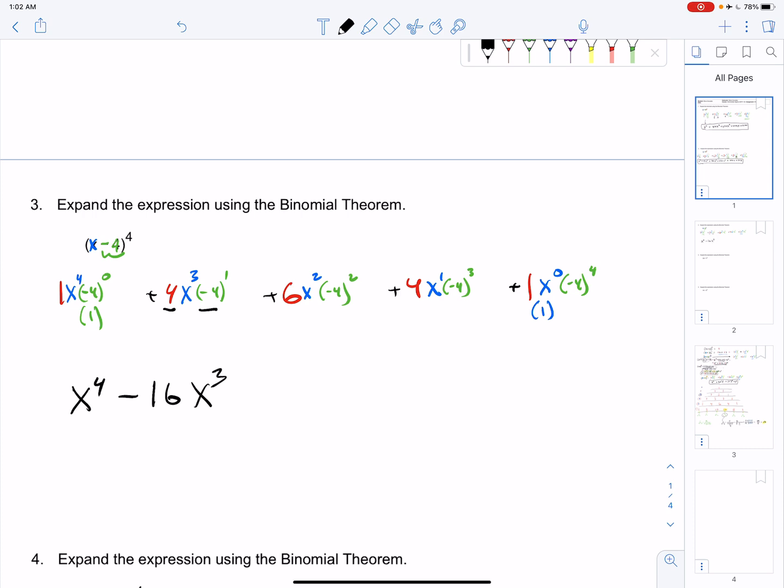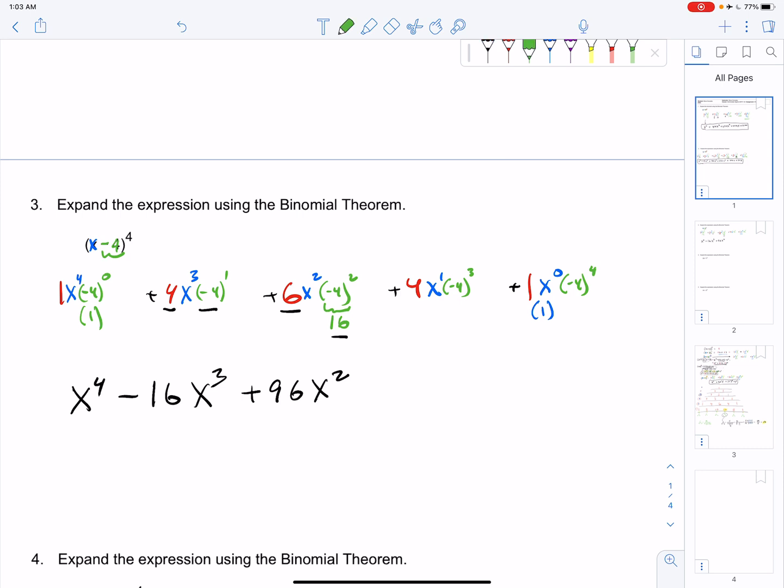So that negative caused a negative coefficient of negative 16. However, you'll see when it's raised to a positive power, negative 4 squared is positive 16, and so we get back to a positive term now. So now we've got 6 times 16, and 6 times 16 gives me 96. So we've got plus 96, and we have x to the 2nd.